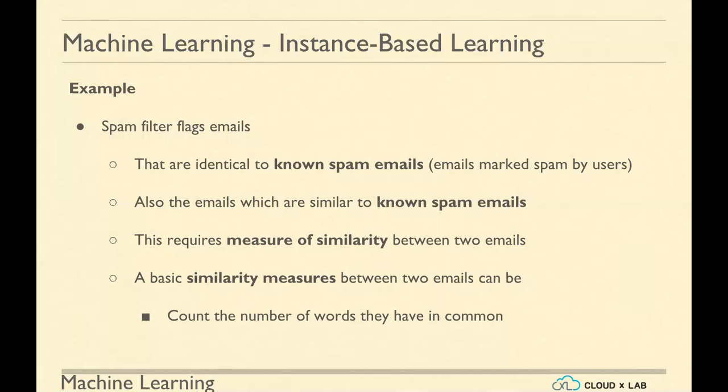Okay, so what we do is we basically find the new email. We find whether our email is closer to one email or another. And based on that, it predicts whether our new email is spam or not. This measures the similarity between the two emails, and a basic similarity measure between two emails can be the count of the number of words that they have in common. Right, so basically when a new email is coming, we compare whether it is similar to the spam emails or to the non-spam, and we give the answer.